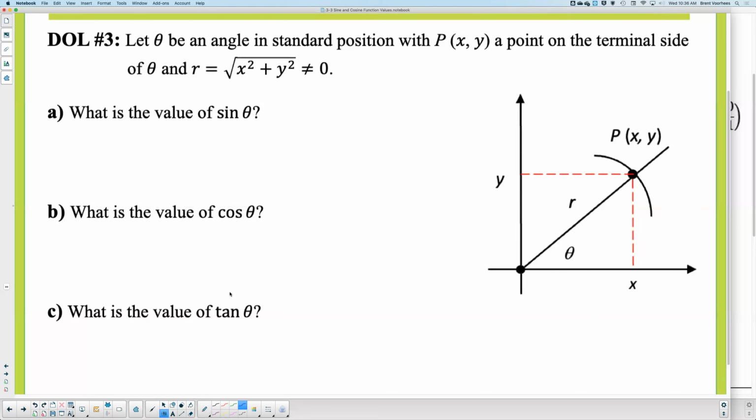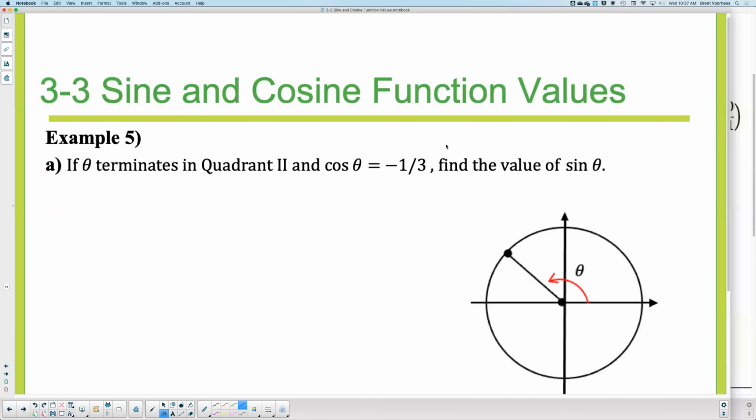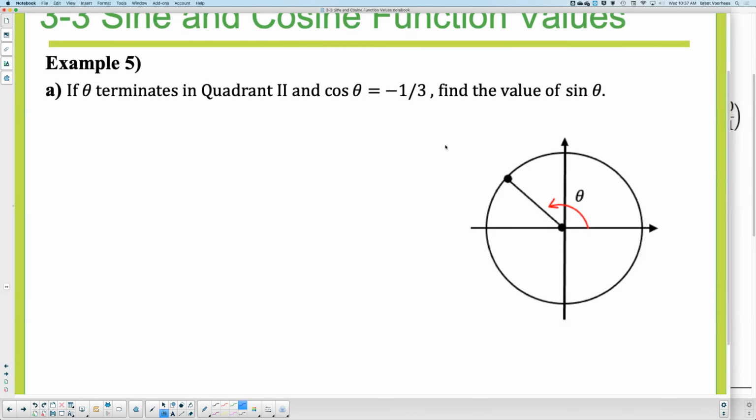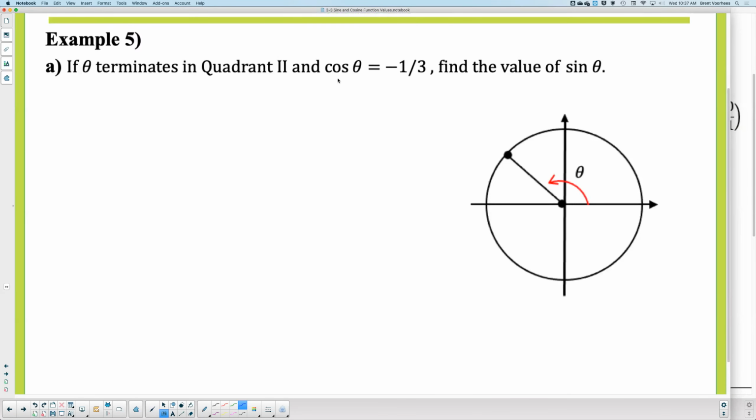Okay, DOL number 3. All right, example 5. It says, if theta terminates in quadrant 2 and cosine is negative 1/3, find the value of sine. All right, help me out. If this angle ends there, I'm going to draw this like a triangle, which means I'm going to have a reference angle in here. So reference angle would be a theta with a little apostrophe. I would draw it like that.